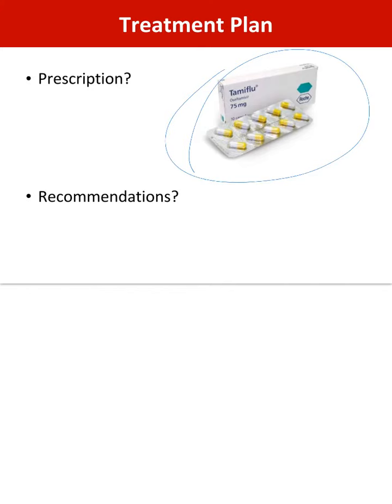Some other recommendations, what would those be? Pause and think. Okay, the recommendations that you would give her would be to inform her employer, since she's working with the public quite a bit, that she's got a positive flu case. Inform her household contacts, and of course you have to inform the state that you've had a positive flu swab.